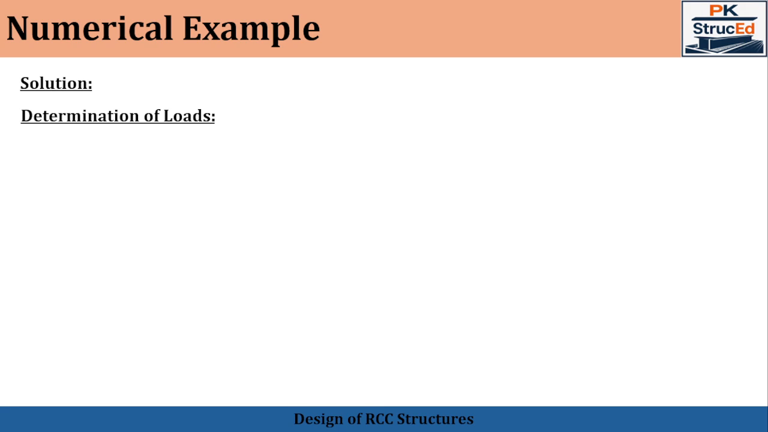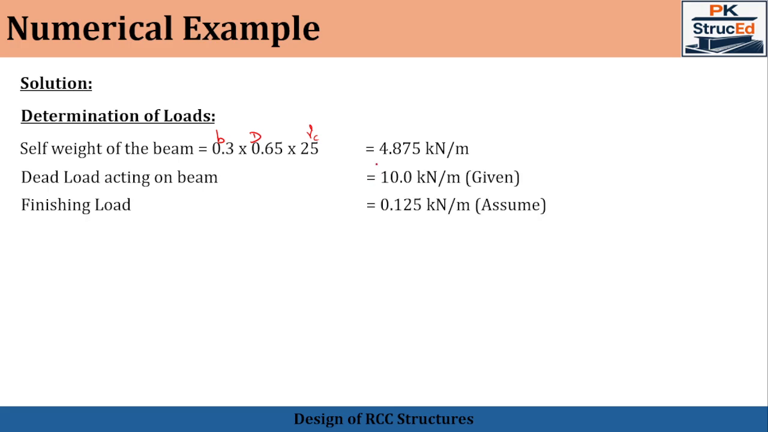Then regarding the loads, they gave the dead loads and the live loads. So we start with the self weight of the beam. The cross section has been defined as 300 mm by 650 mm. Therefore, it will be 0.3 into 0.65 into the unit weight of the concrete. This is B times capital D into the unit weight of the concrete, which gives the self weight of the beam in terms of kilonewton per meter. Next, the dead load acting on the beam is given as 10 kilonewton per meter, and the finishing load we can assume as 0.125 kilonewton per meter in order to get a whole number in terms of dead load.